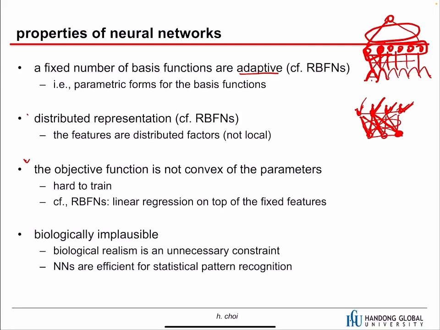And neural networks are not biologically plausible. We don't have this kind of system and architecture in our brain. And biological realism is actually an unnecessary constraint. Neural networks are efficient for statistical pattern recognition. That's it.